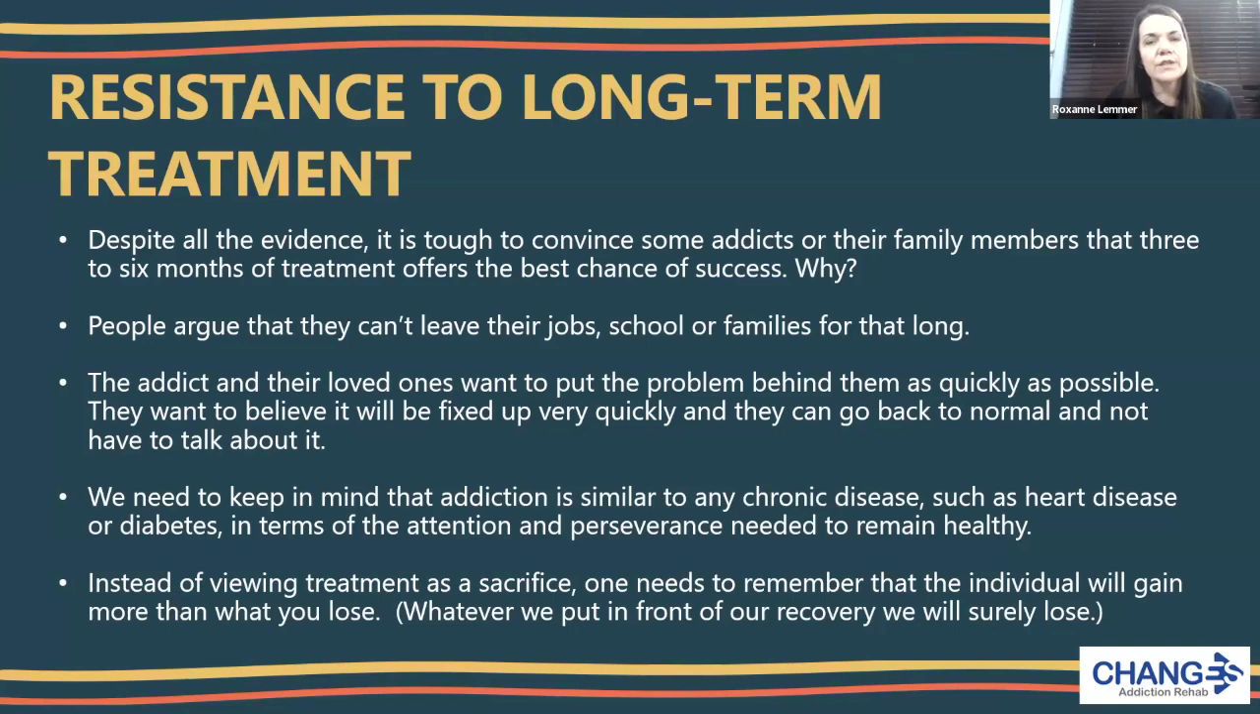Also, the addict and the loved ones want to put the problem behind them as quickly as possible. It's painful, it hurts, we want to address it and we want it to be over and done with. So they want to believe it will be fixed up very quickly and they can go back to normal and not have to talk about it. We need to keep in mind that addiction is similar to any other chronic disease, such as heart disease or diabetes. It's unfortunately not going to go away, and therefore it also requires the same amount of attention and perseverance needed to remain healthy. Instead of viewing treatment as a sacrifice, one needs to remember that the individual will gain so much more than what they will lose.